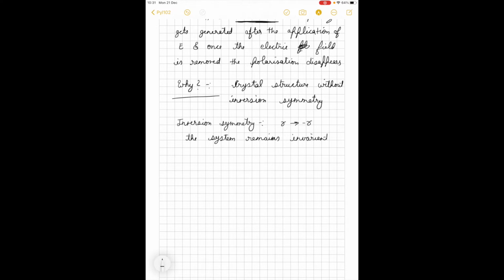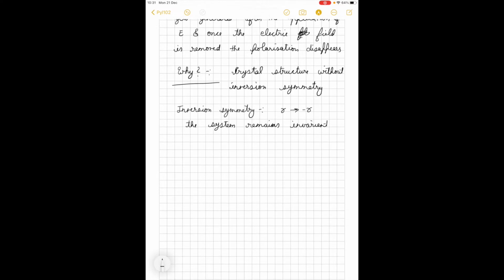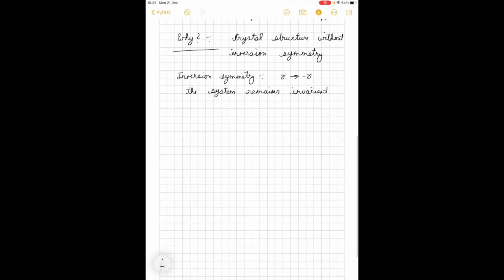Okay, so that's what I mean by inversion symmetry. So now let me show how, if the crystal structure doesn't have inversion symmetry, ferroelectricity appears, meaning there is a spontaneous polarization in the system. The example that we will consider is BaTiO3.